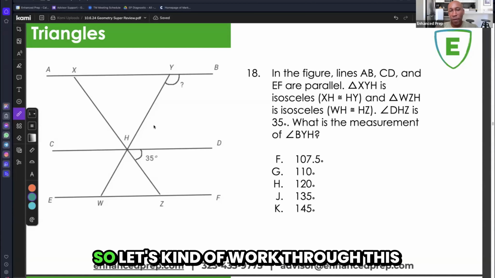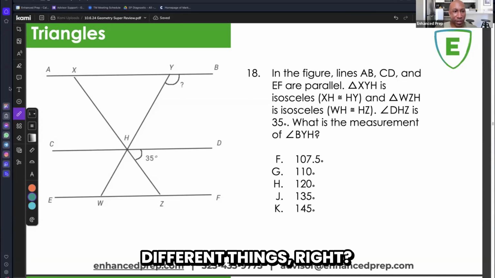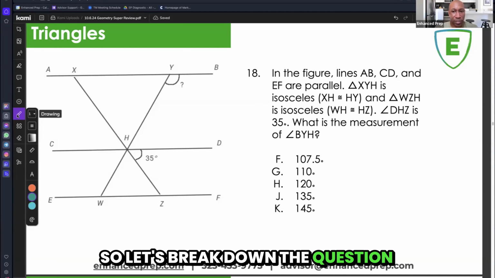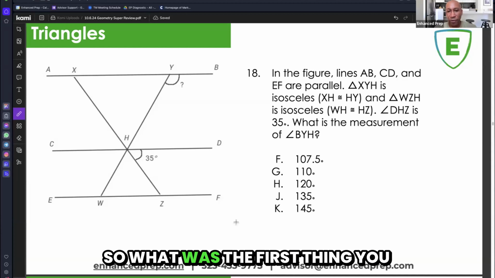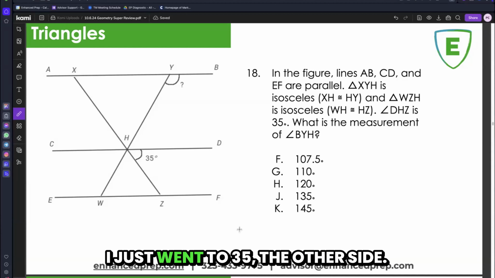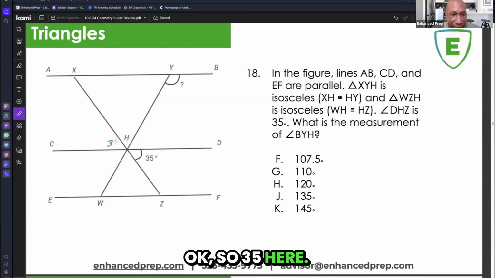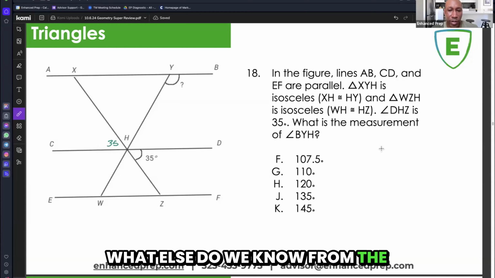No worries, right? Let's work through this one and talk about a couple of different things. So let's break down the question and then start to utilize that. So we know this is 35. What was the first thing you started to do? I just went to 35, the other side. Okay, so 35 here. What else do we know from the question?